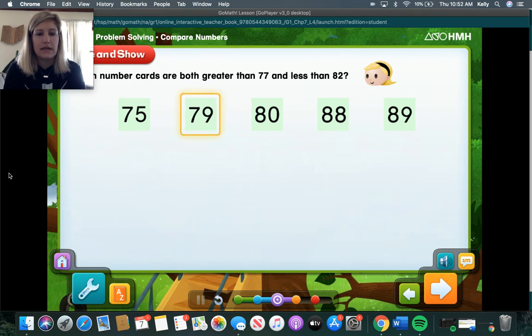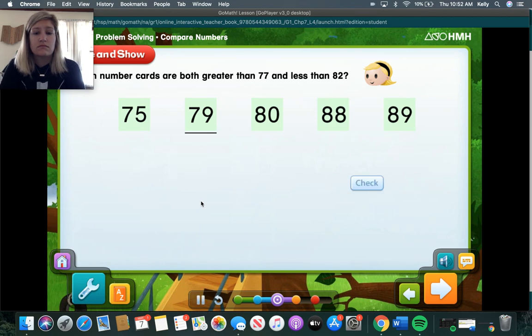Well, let's compare, you guys. 77 and 79. They have the same number of 10s, 7 groups of 10. And 77 has 7 ones, and 79 has 9 ones. So we're looking to find number cards that are greater than 77. So 79 is greater. Yes, 79 is greater than 77. So let's underline this number card. Are there any more number cards greater than 77? Click to underline them, then check your answer.